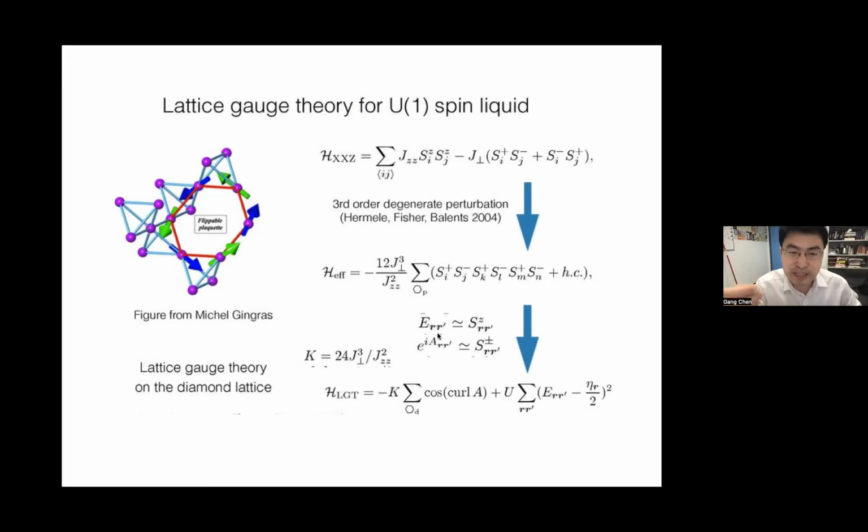So the intermediate to low energy physics is captured by a lattice gauge theory with a magnetic field-like term and an electric field-like term. So this is like electrodynamics, E field term, B squared term, right? So this is lattice gauge theory, and this describes lattice gauge theory on the diamond lattice formed by the centers of the tetrahedrons. The centers of the tetrahedra of the pyrochlore lattice form a diamond lattice, right?